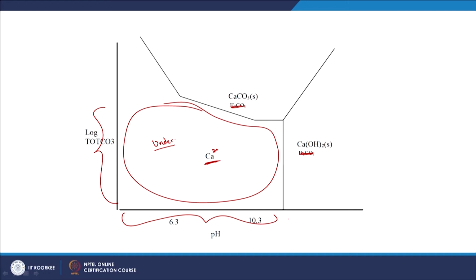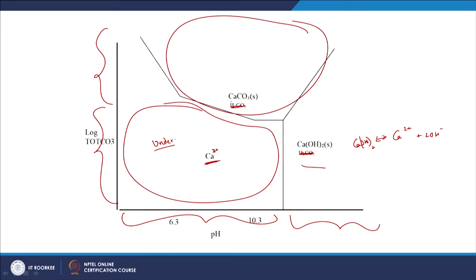But as you keep increasing the pH, what do you see now? Ca2+ and 2 OH- are going to be in equilibrium with Ca(OH)2, and that is why as you keep increasing the pH here for a particular log total CO3, you see that in this region Ca(OH)2 is going to predominate. But obviously, let us say for a given pH, if I keep increasing the log total CO3, what do I see? Let us say in this region, I see that CaCO3 predominates, yes.